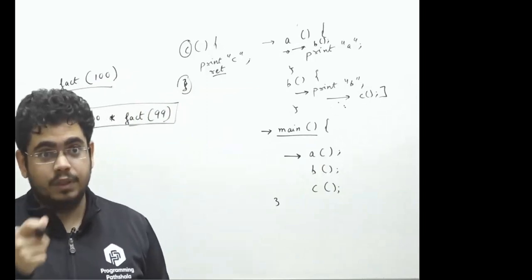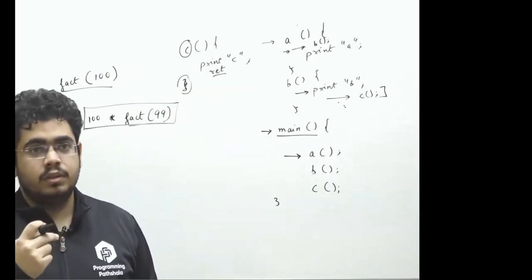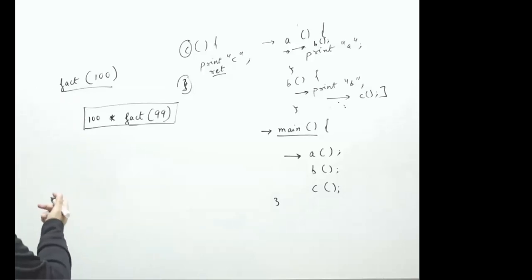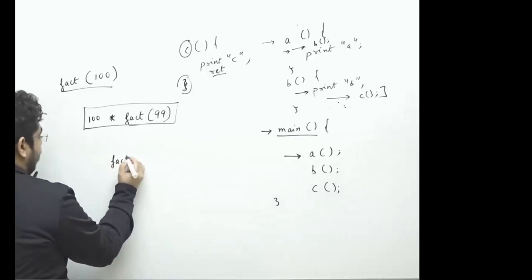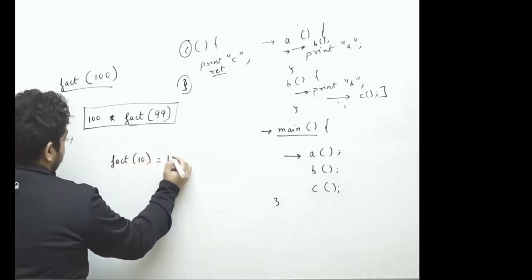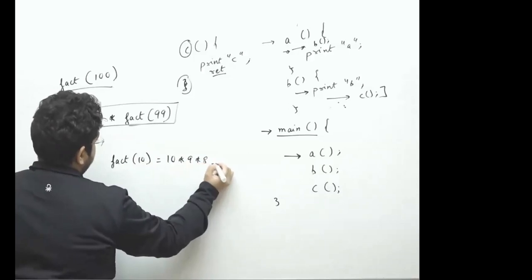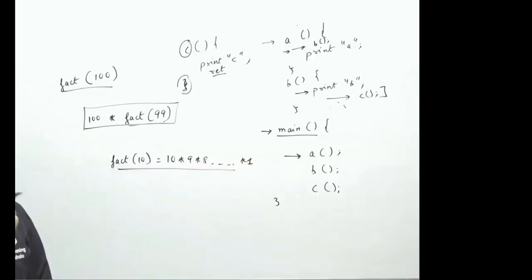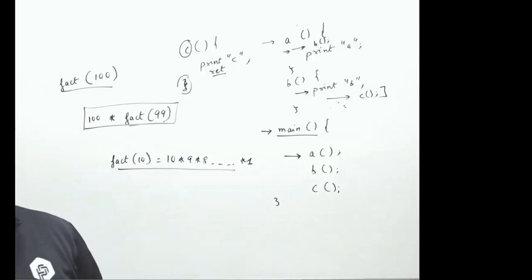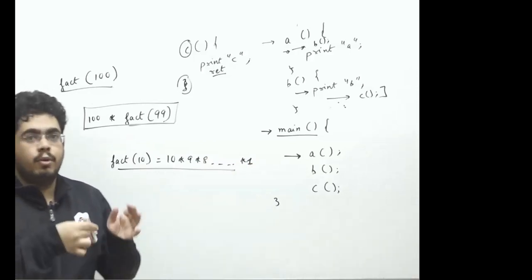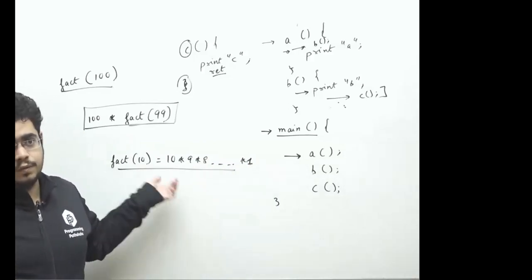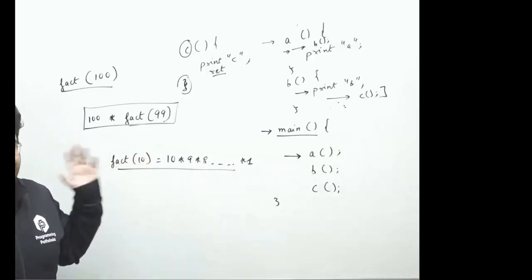Could you please brief it once? So factorial. Are you telling me to tell you what factorial is? So factorial is simple. When we say 10 factorial, we are calculating 10 into 9 into 8 up to 1. Everyone knows this, right? Factorial of n is n into n minus 1, n minus 2, n minus 3, up to 1. That is what factorial of 10 or factorial of any n is.